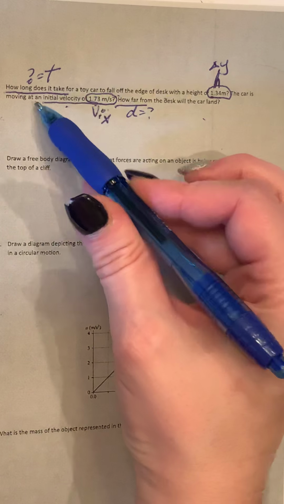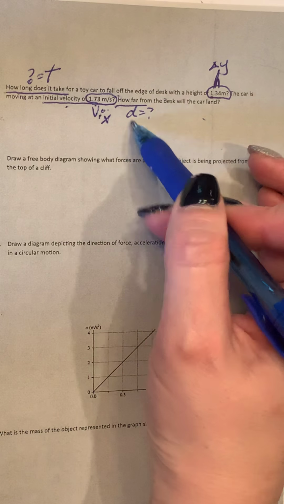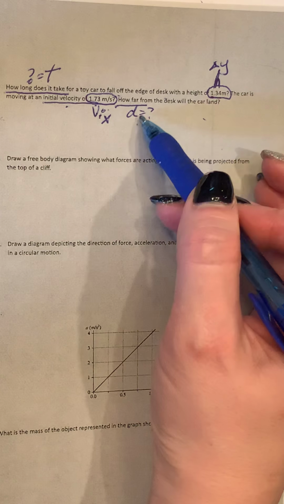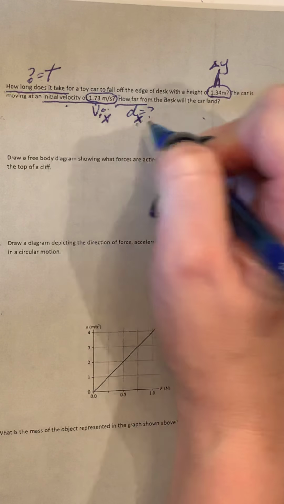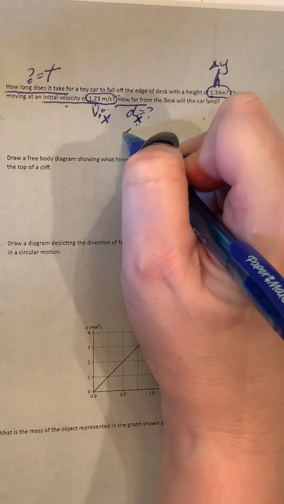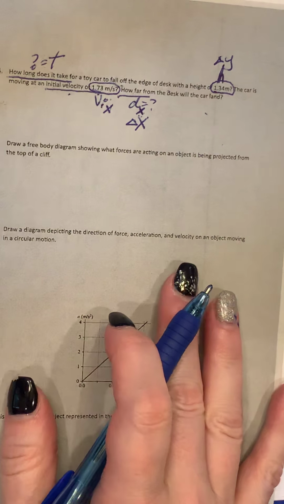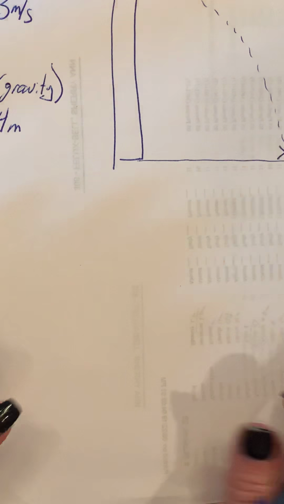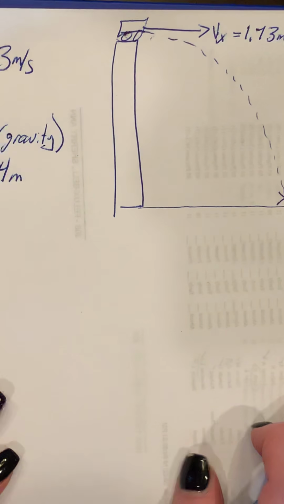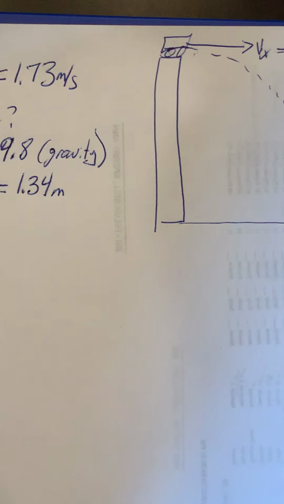And then after that question mark, after we solve for time, then it wants another thing. It wants to know how far from the desk will the car land. So basically, we're looking for our distance on the x-axis. So you could put d, dx, you could put delta x, and all three of those will be fine for how you label it.